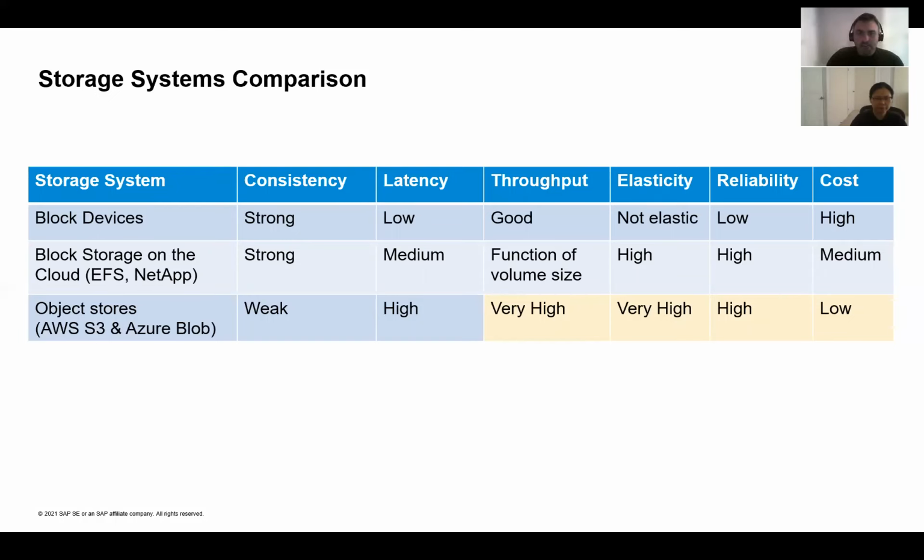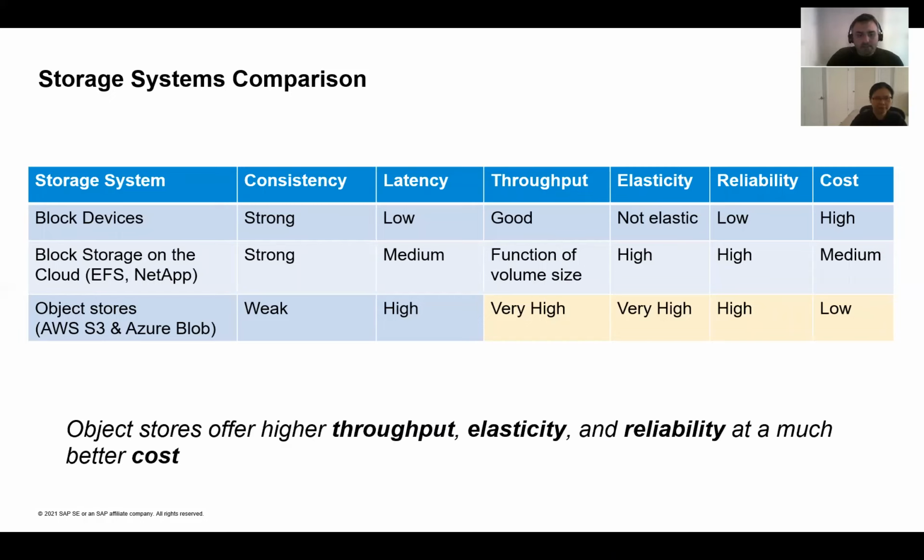It's quick to see from this comparison table that object stores offer higher throughput, higher elasticity, and reliability at a much better cost than the other types of storage systems. So it was important for us to explore the use of object stores in SAP IQ, and that's what the topic of this paper is.